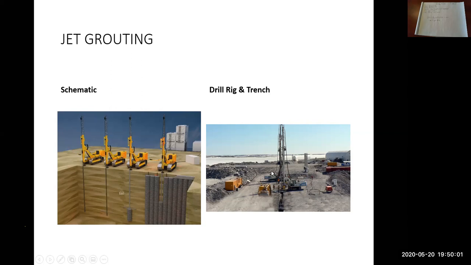So it looks like there's two machines here doing this work. There's support equipment, there's compressors, generators, quite fairly specialized. Again, that Hayward Baker company, they do this type of work. So checking out their website, you can learn more about jet grouting.